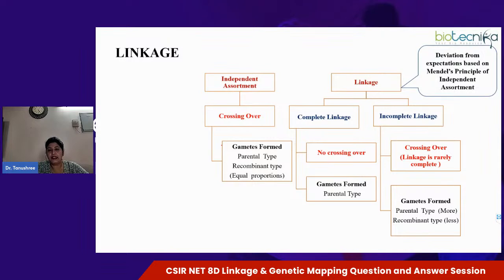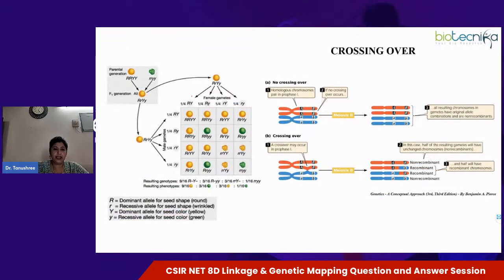So those who have attended my classes, I have discussed these two topics in detail, like what is the difference between independent assortment and linkage. I'm sure you all know about independent assortment. Mendel performed experiments, and when he performed the dihybrid cross, he observed that the genes sort independently, right? So I'm sure you all recall this particular breeding experiment, where Mendel crossed round and yellow seeds with wrinkled and green seeds, right? So the F1 progeny was all double heterozygous, right? And then on selfing of the F1 generation, Mendel observed a 9:3:3:1 phenotypic ratio in his dihybrid cross experiment.